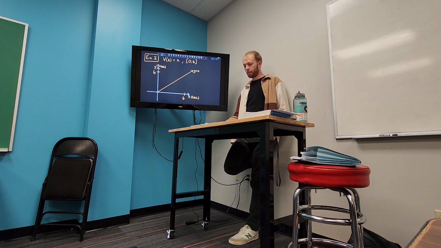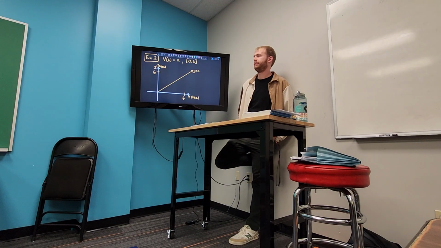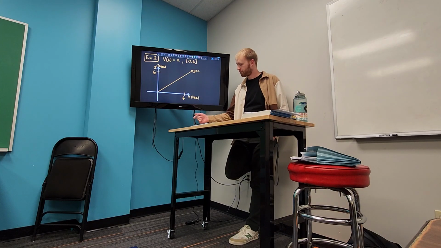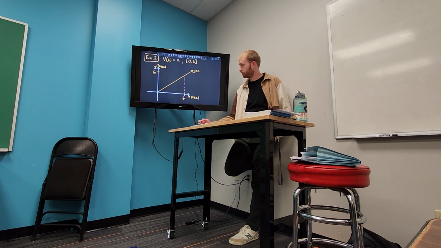In 6 seconds. So what is the displacement? 18. Okay, how'd you compute that? Area of the triangle. So 6 times 6 is 36, divided by 2 is 18. There you go. Okay. So you imagined this triangle.